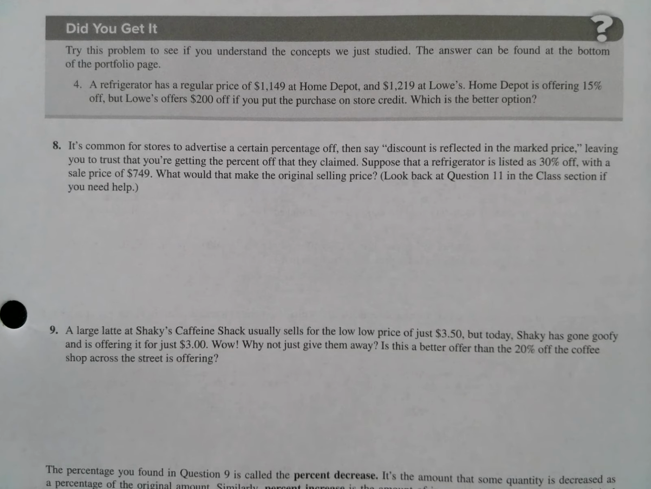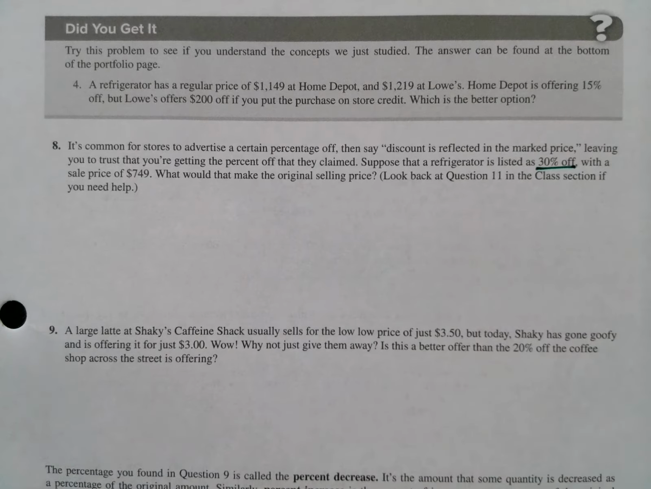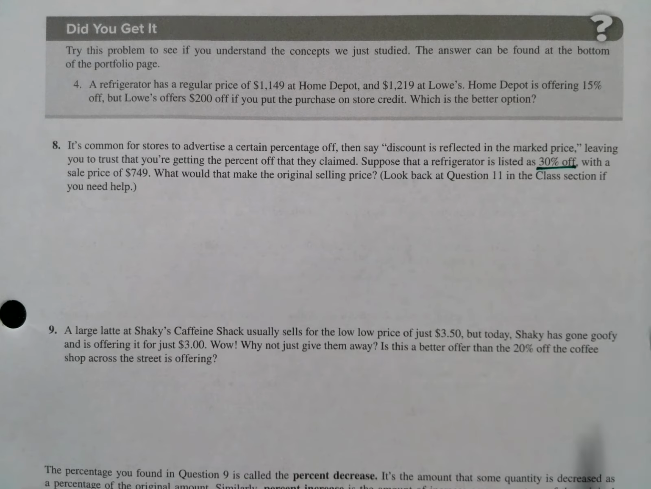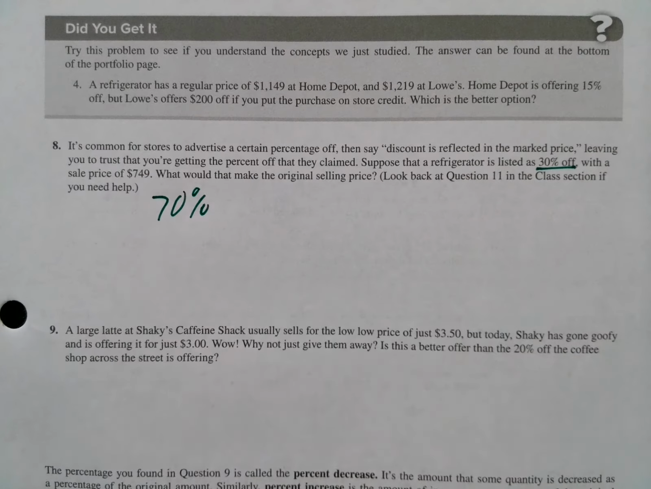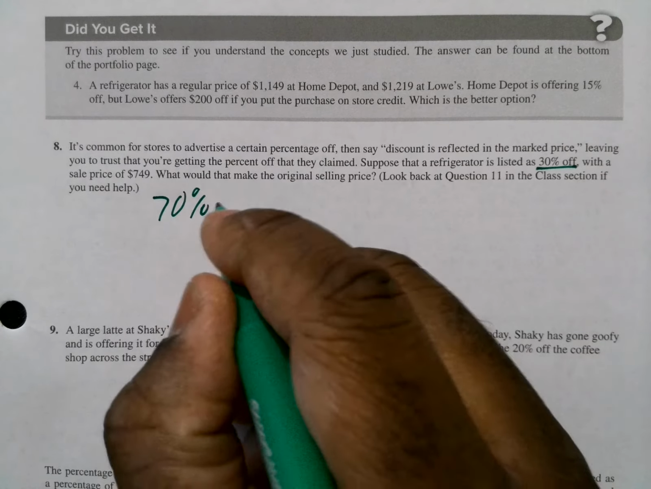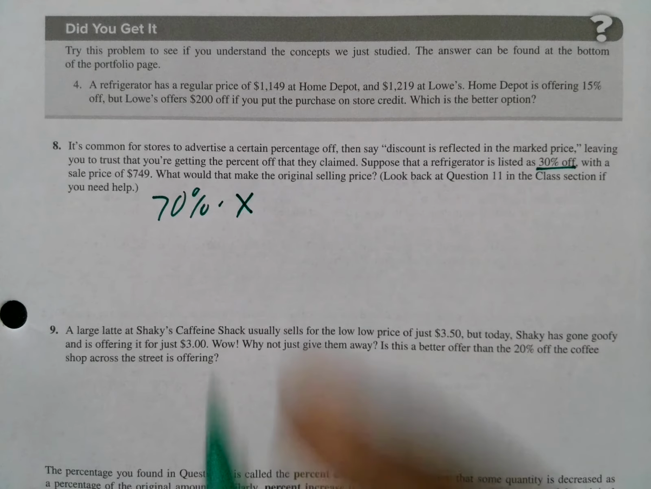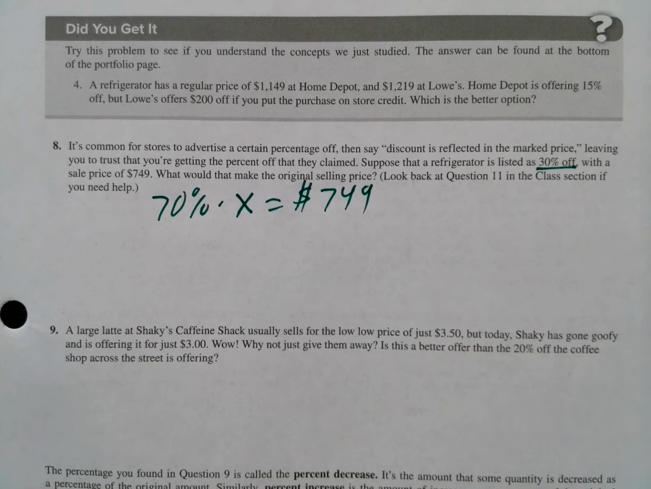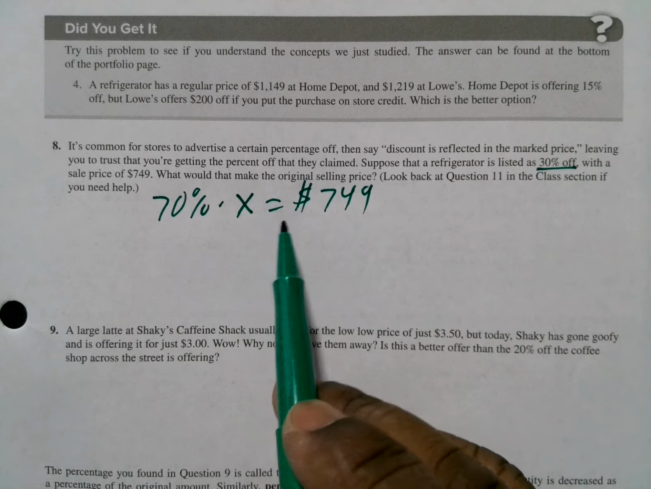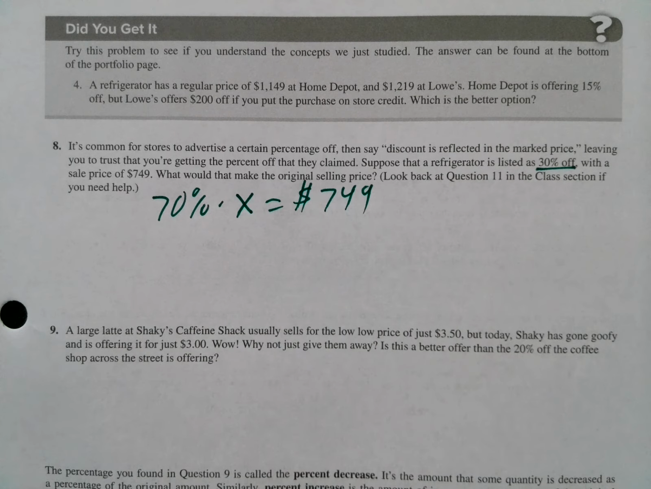Okay, so if we look here, we're told that it's 30% off. Now, if you think about this, if you pay the list price of any item in the store, you're paying 100% for that item. So if you take 30% off, you're actually going to be paying 70% of whatever the list price is. So we don't know what that is, so it'll be times X, and that should give us $749. So 70% of the original list price is equal to $749.